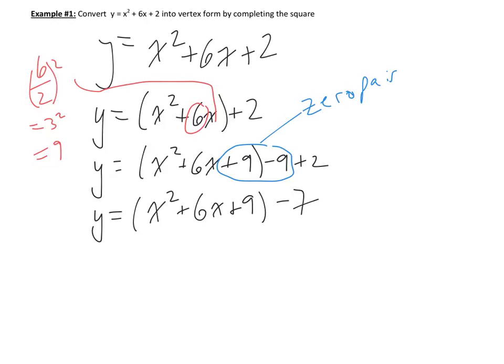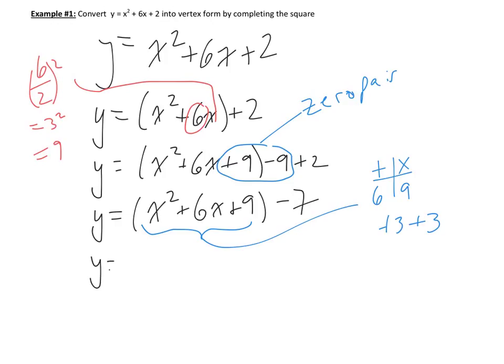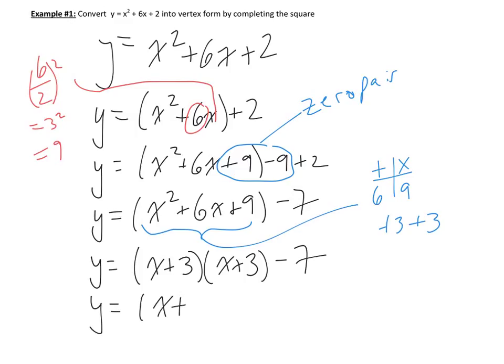So the next thing I do is take this trinomial and factor it. In my head I'm going to think of a times plus table: what multiplies to make positive 9 and adds to make positive 6? My two factors would be positive 3 and positive 3. So I factor and I get y equals x plus 3, x plus 3, minus 7. And then I can finish off with y equals x plus 3 squared minus 7.